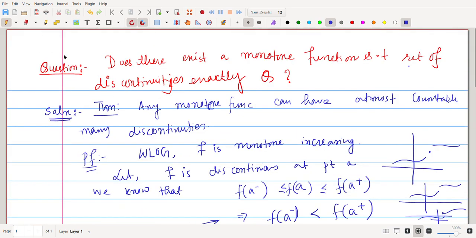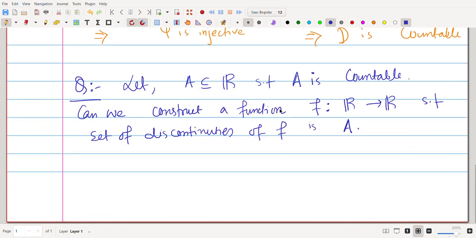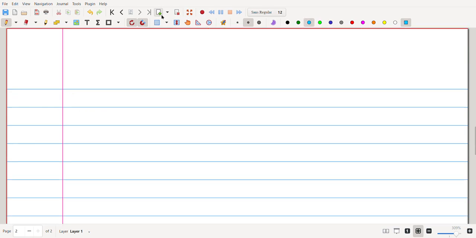That is the question. The actual question is: does there exist a monotone function f from R to R such that the set of discontinuities of f is A? If I can make it for any countable set A, that means in particular if I can choose A to be Q, then we are done also, right? So let's do that. We need to construct such a function such that this property holds, right? Okay.